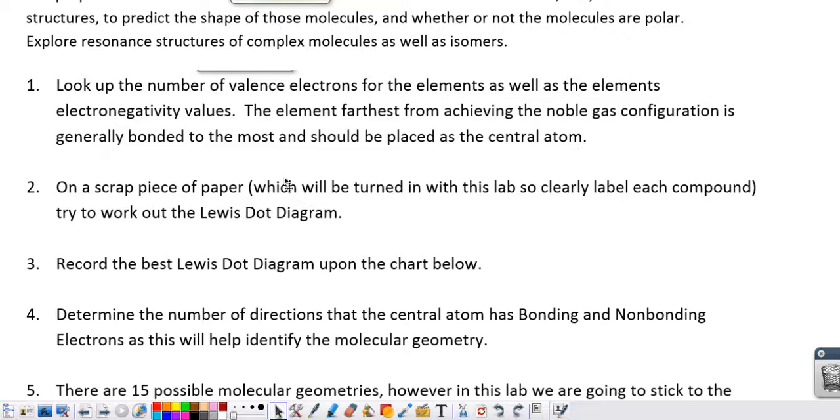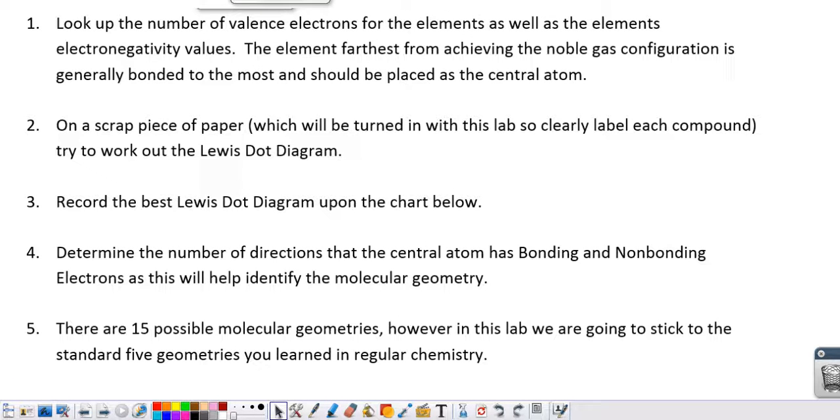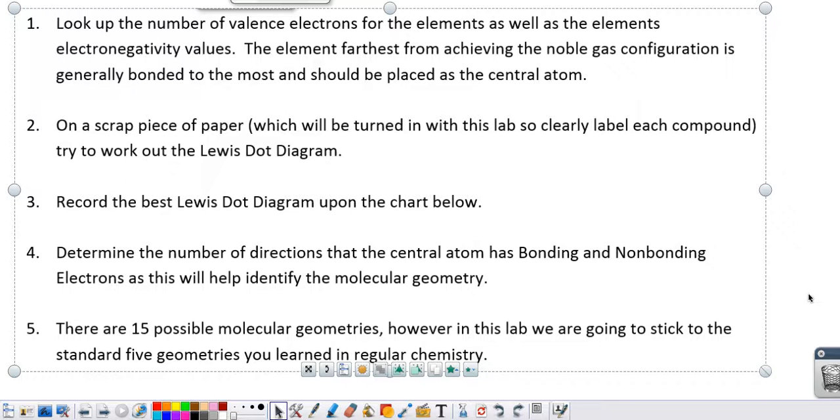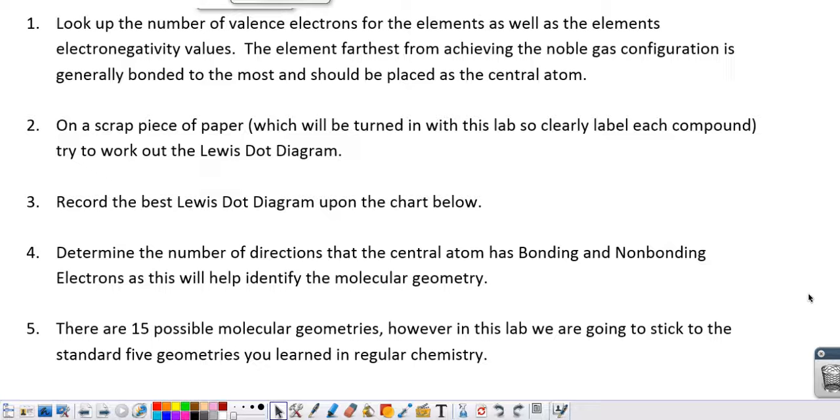On a separate scrap piece of paper, which will be turned in, so clearly labeled, try to work out the Lewis dot diagram. Once you've got the right Lewis dot diagram, then transfer it to the chart on the next page. Determine the number of directions of non-bonding and bonding for the central atom. You can ignore all the ligands, just the central atom. You still need to show the dots on the ligands, just like we talked about in the notes, but you don't need to worry about how many electrons are out there in terms of this question. Bonding, non-bonding electrons.